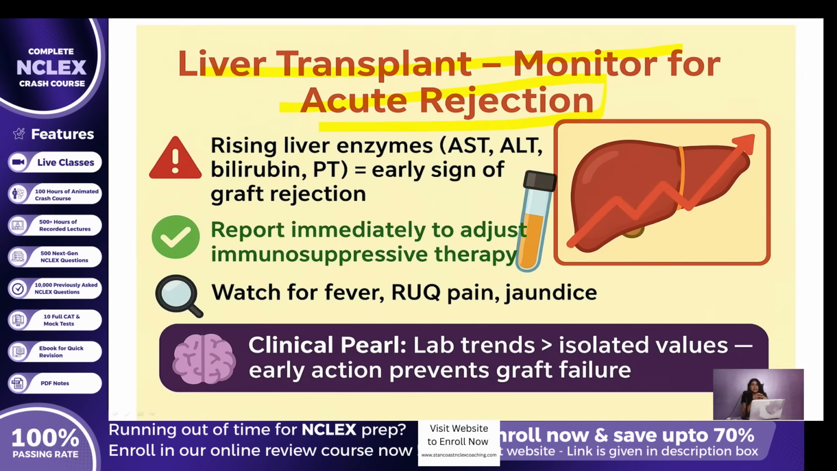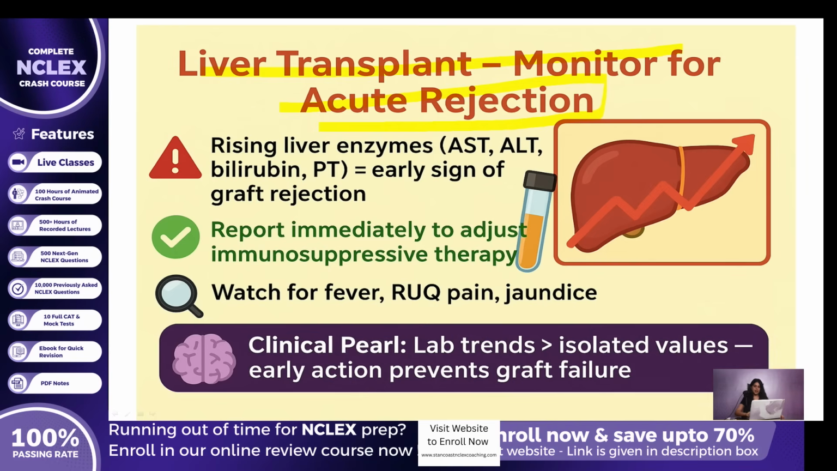Clinical pearls. Acute liver rejection often begins with rising AST, ALT, bilirubin, or PT. Monitor for early symptoms like fever, RUQ pain, and jaundice. Trends in lab values are more informative than isolated results. Early reporting is key to preventing graft failure.